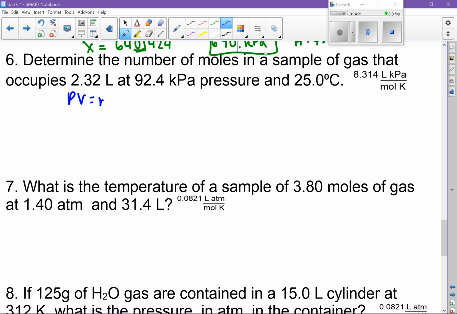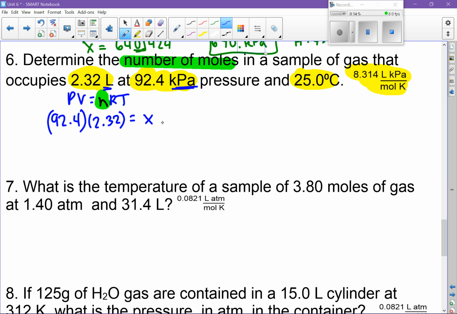Alright, PV equals nRT. Alright, find all the numbers that you need. And this question says we need to determine the number of moles. That means N is the piece that I do not know. So I'm going to put X in that spot. So the pressure number is kPa on it. Volume has liters on it. N is the thing I don't know, so X goes there. R is 8.314, that was given to me. And temperature is right here, it's 25, but because it's Celsius, we need to add 273.